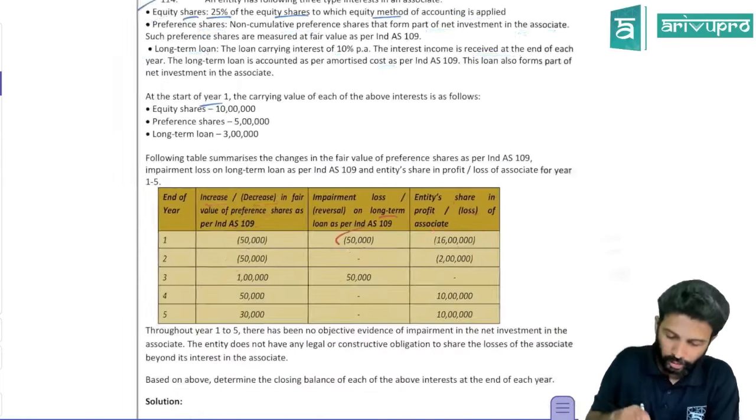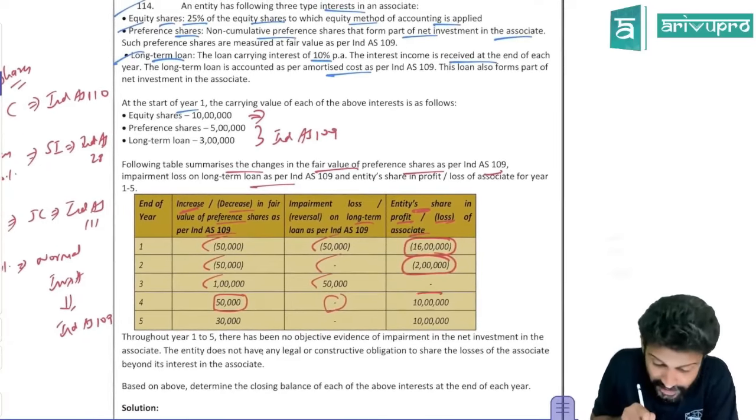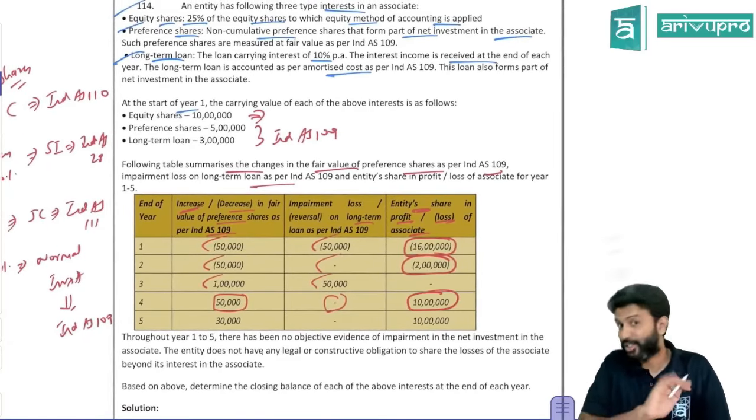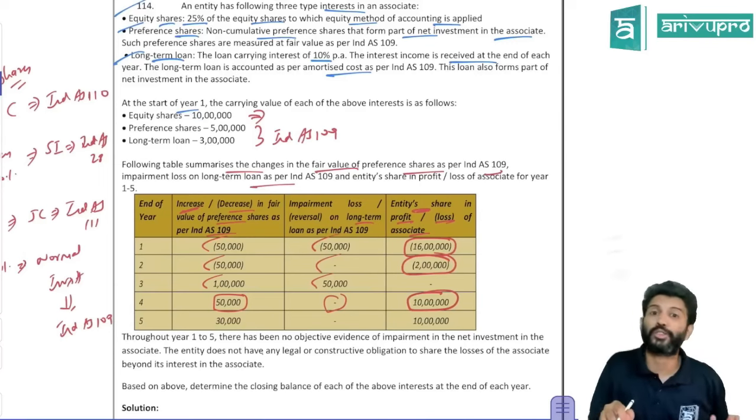What happened in the fourth year? Did the associate company make a loss or still? No. This year, for a turnaround, they made a profit. And this is not the total profit. This is the parent's share of associate profit, 10 lakh.